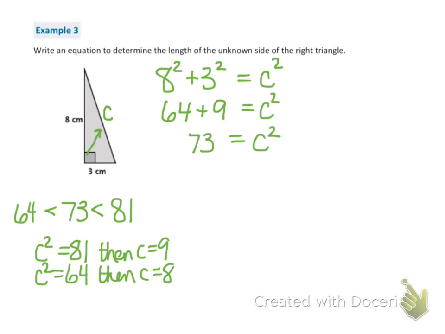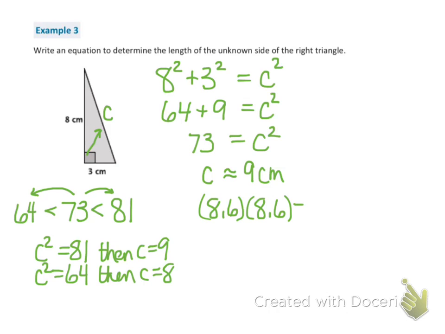Well, how far is 73 from 81? It's 8 away there, and it's 9 away from 64. So it's pretty close to in the middle, but closer to 9. So I could leave it at C is approximately 9 centimeters, or I could check for a little more accuracy. What if I checked 8.6? What is 8.6 times 8.6?